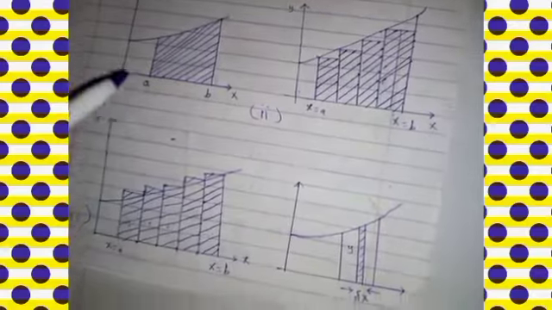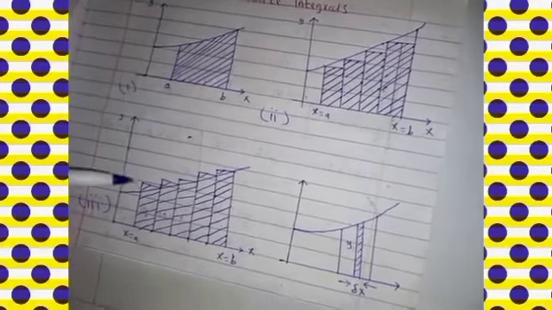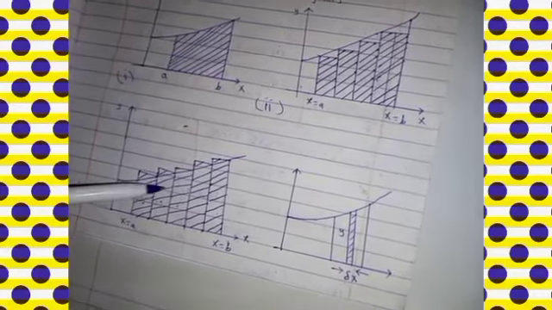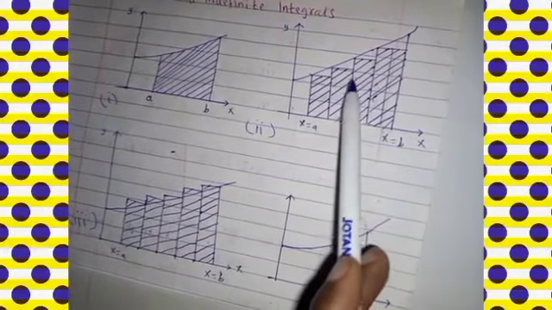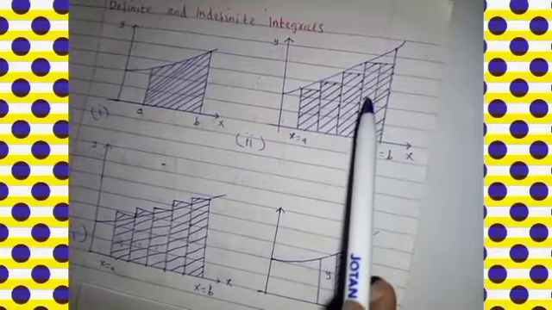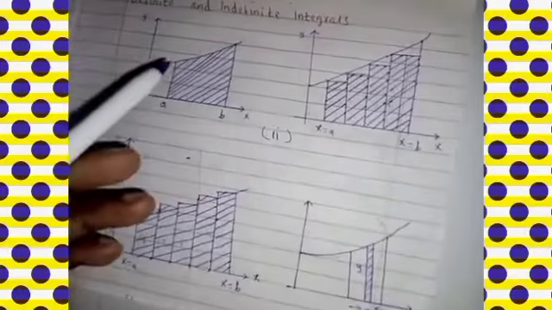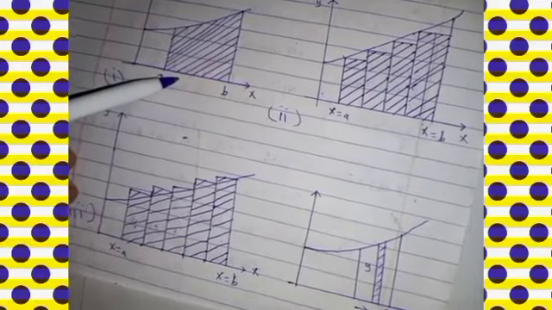Because if you consider this figure here, this area is more than the area here. The shaded area here is more than this area. And in this case, the shaded area is less than the required area. This is less, underestimated. This is more, overestimated.